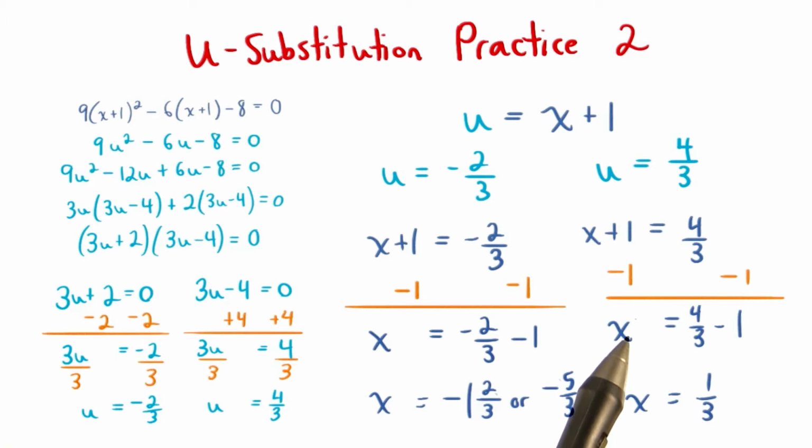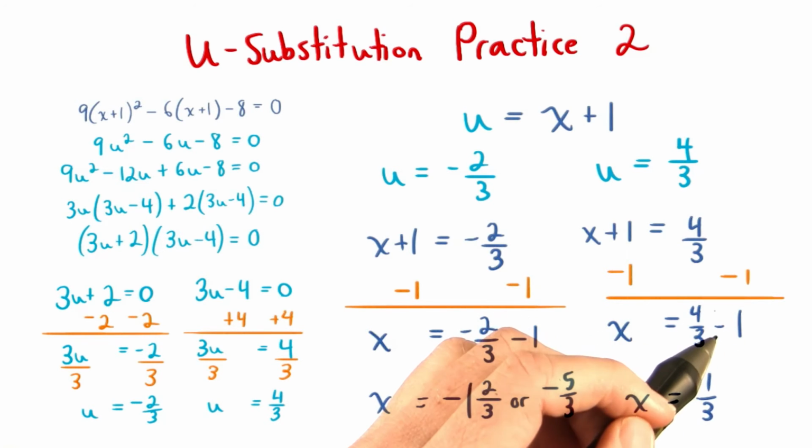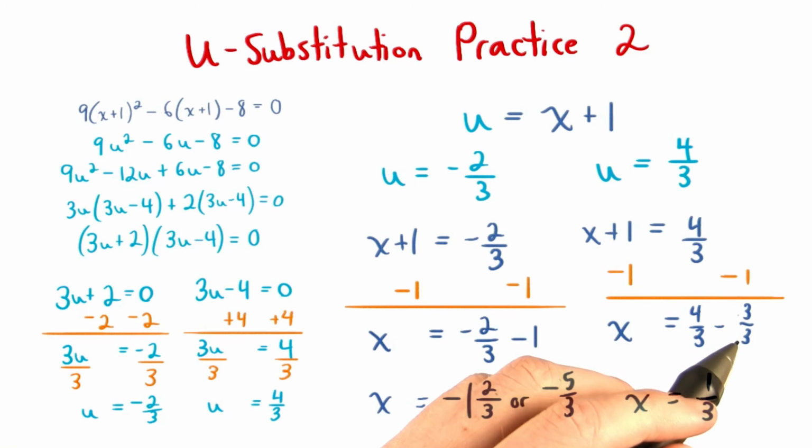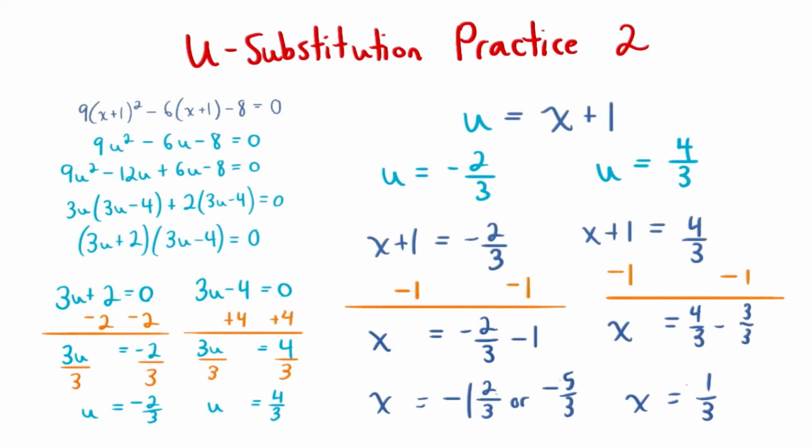For the other value of x, we'll have x equals 4/3 minus 1. When I subtract 1, I get to choose what this one looks like. Since I have thirds over here, I want to make sure that I subtract 3/3, a form of 1, over here. 4/3 minus 3/3 equals 1/3. And here are our two solutions, negative 5/3 and 1/3.